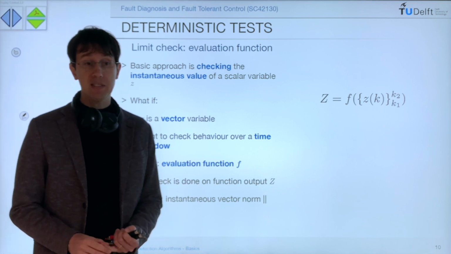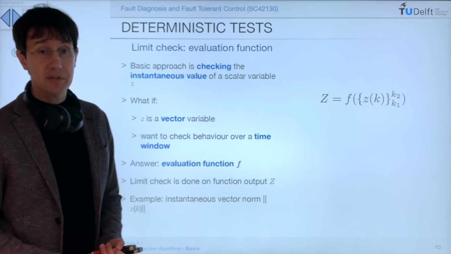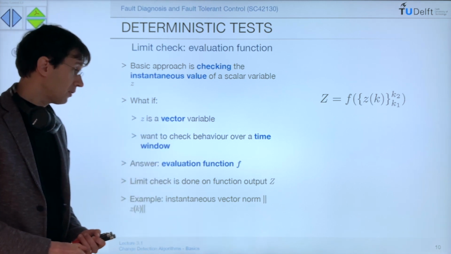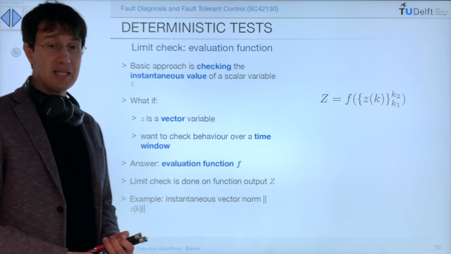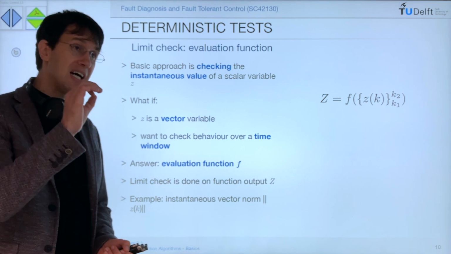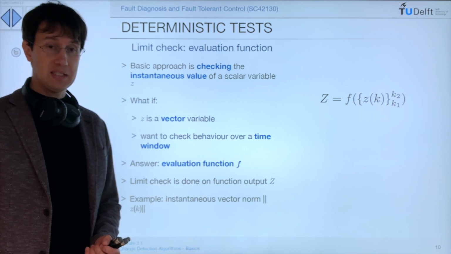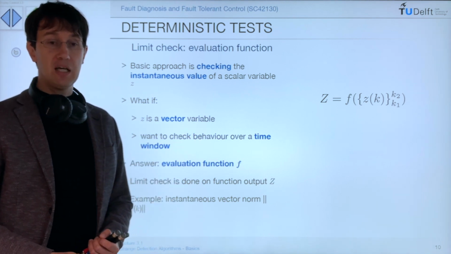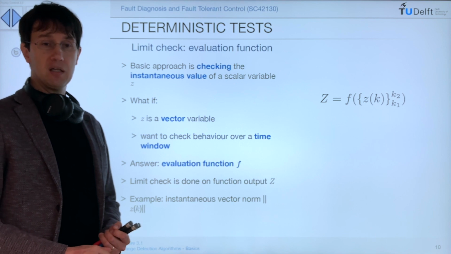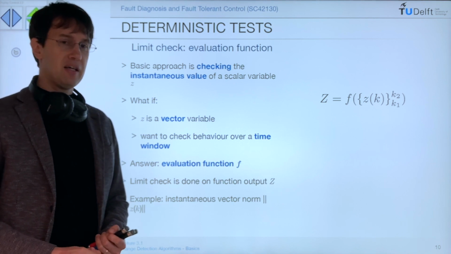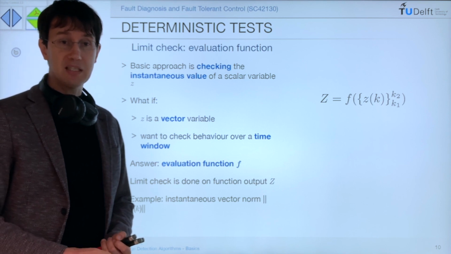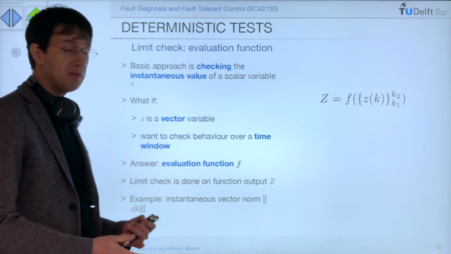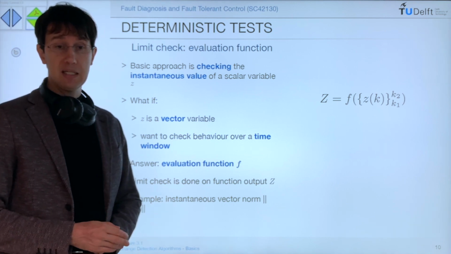So it may happen that z is the output of a system with many sensors, and so it is going to be a vector, not a scalar. Or it can also be that we want to check the behavior over a time window, not at every single point in time. You can imagine that doing that over a time window can have a lot of benefits from the point of view of reducing noise or other distortion in the measurements that are not by themselves an indication of a fault, but are just measurement noise. So how are we going to do that? Well, it is quite simple.